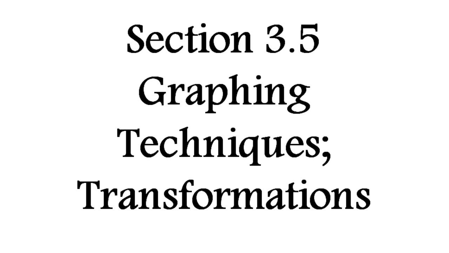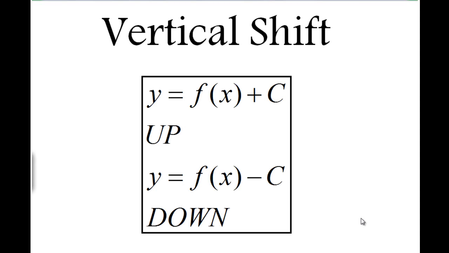Okay, now we study section 3.5, which is about graphing techniques and transformations. In conclusion, when you add a positive constant outside the function, the vertical shift goes up. When you subtract any constant outside, it goes down.